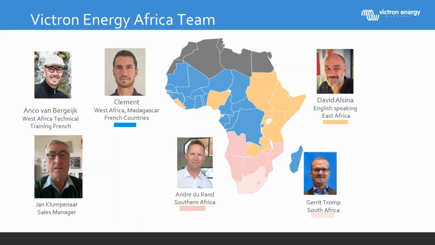I wanted to just give everybody an update on the Victron Energy Africa sales team. So here I am with all my colleagues. On the right, we have Gerard Tromp, who looks after South Africa, David Alcina and Clement, who have been referred to earlier in the presentation. And we have Anku van der Bergheek, who lives up in West Africa and does technical training and support for us. And we have Jan Klumpenaar, who is our head manager up in Holland that we deal with on a day-to-day basis.